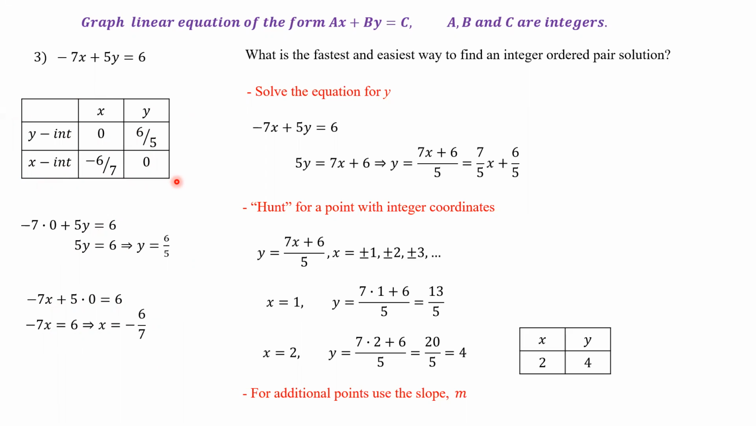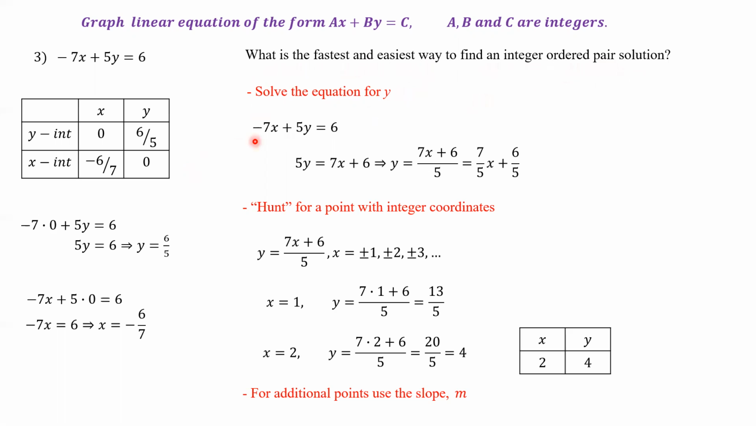However, as I mentioned in my previous video, if I want to maximize the accuracy and precision of my graph, I should use ordered pair solutions with integer coordinates. So what is the fastest and easiest way to find an integer ordered pair solution? Step number 1, solve the equation for y.